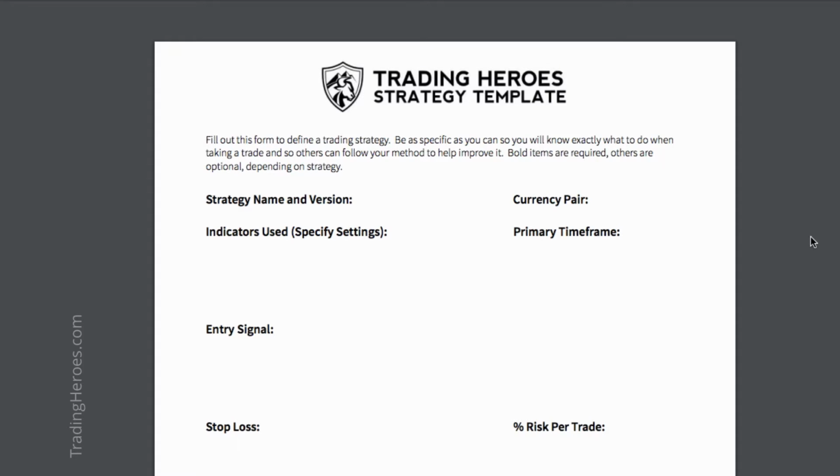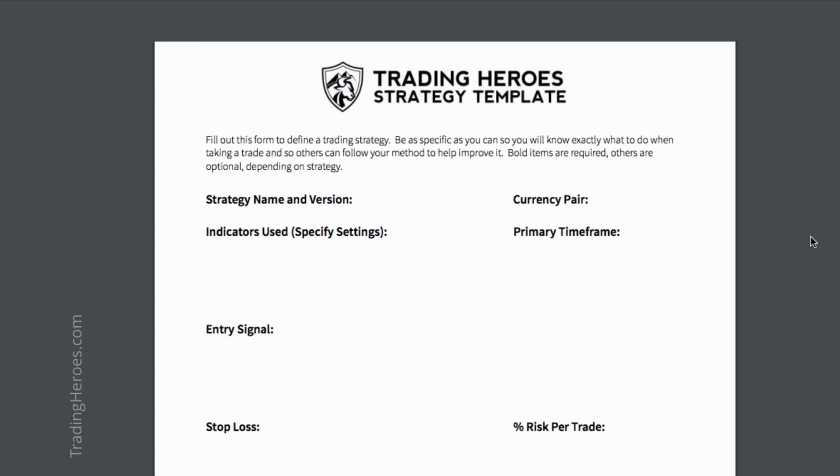This quick video is going to show you how to use the Trading Heroes strategy template worksheet. Pretty straightforward stuff, but I thought I would give you a quick video with some tips on how to get the most out of this worksheet. The basic idea is that you want to print out these worksheets and have a stack of them handy. Whenever you have a strategy idea, you want to pick up one of these sheets and fill it out.